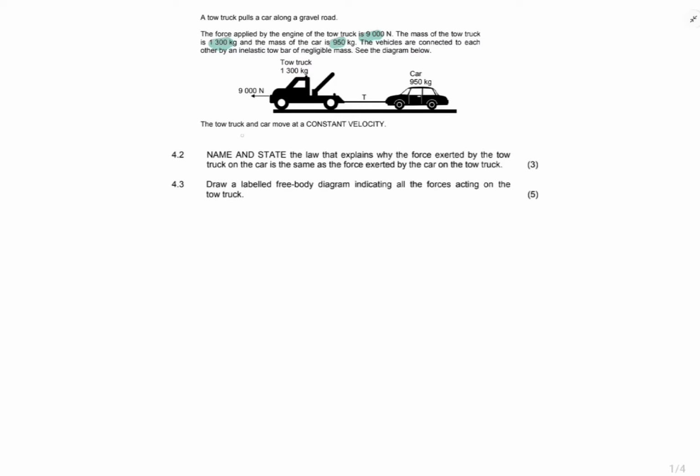We're also told that the tow truck and the car move at a constant velocity, and it's in bold, meaning that this is something that you should definitely note. Remember, when I was explaining these laws, one of the things that I said you should remember is when we're told that an object is moving at a constant velocity, it means that the acceleration of that object is equal to 0.